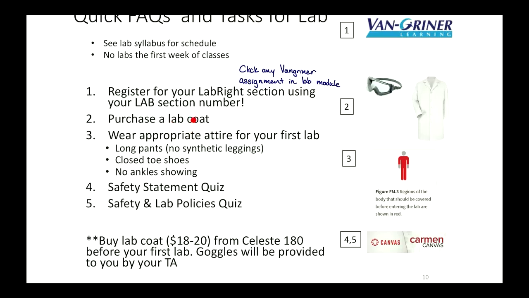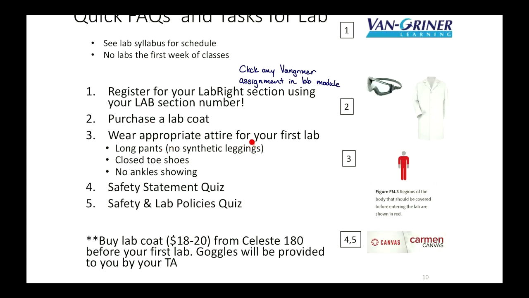You do need to purchase a lab coat. To buy a lab coat, we're going to get it from Celeste 180. Do this before your first lab. Celeste 180 is the building right over there, in the back of the building. They take credit card, Buck ID, those things. You just need a lab coat because goggles will be provided to you by your TAs on that first day. And probably a pen. You need a pen to write with, probably.